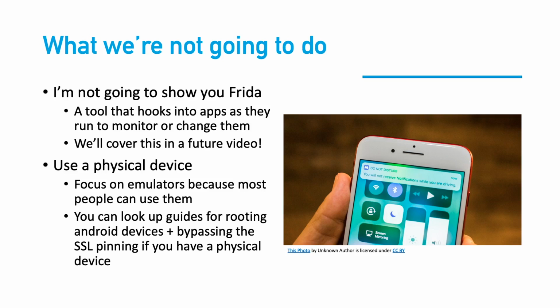So the other thing is what we're not going to do. Now, there's a lot of in-depth stuff with mobile app hacking that uses reverse engineering and Frida and all this other stuff. I'm really only going to show you the basics. I'm not going to show you Frida, and if you don't know what Frida is, it's a tool that hooks into apps as they're running to monitor them or to change them slightly. So some of the cool things you can do with that is do cross-site scripting by looking at web views. And I'm not going to use a physical device. Now, there's a good reason for that, and it's because emulators, most people can use them.